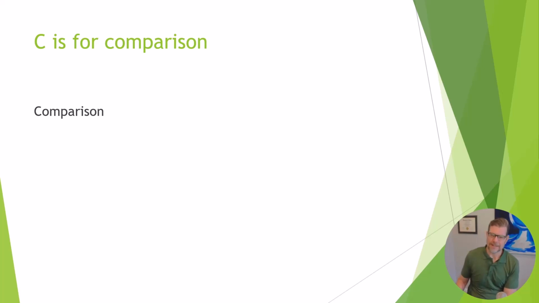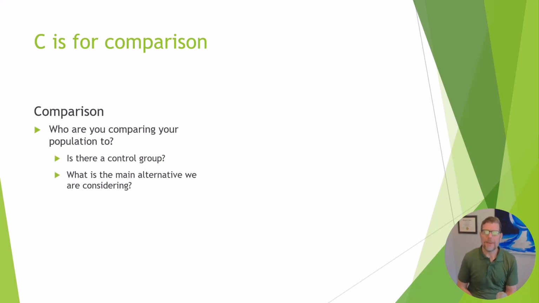Then we have comparison. Who are we comparing our population to? The individuals that we're trying to treat or help, and who are we going to compare them to? Do we have a control group? That is a group that is going to remain the same, that we're going to do nothing to?